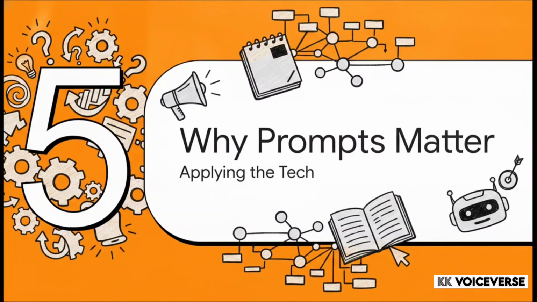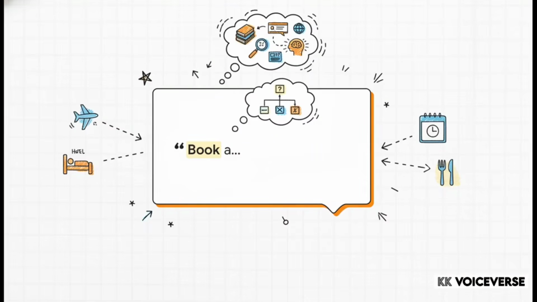Section 5. Why your prompt matters. Applying the tech to the real world. Understanding this whole prediction mechanism completely changes how we should actually use this tool. Think of prompting as giving precise instructions to an expert. If you just type book into an LLM, you're giving the model basically zero context. A vague instruction like that leaves the prediction engine with millions of possibilities. It might predict flight, hotel, meeting, or restaurant. The output becomes totally unpredictable and unhelpful because the context is just too weak.